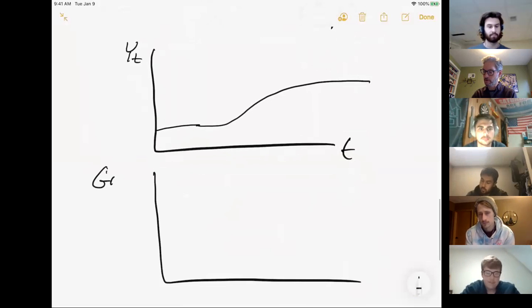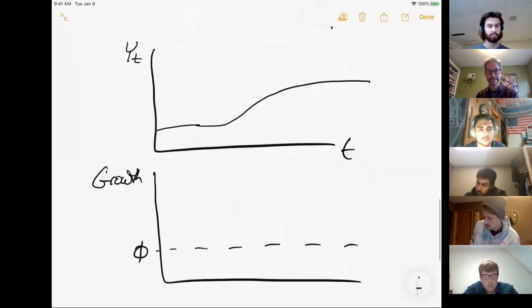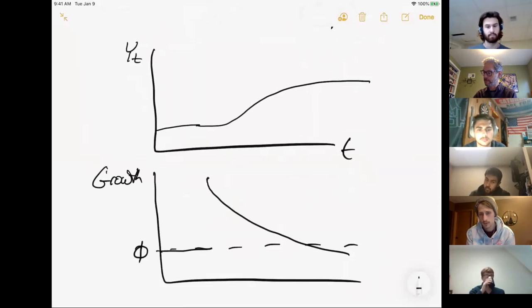And what happens to growth? Well, remember, growth starts at 0. And then what happens when A goes up? Growth jumps positive, but then it goes back to 0 in the long run. Okay, so we were at the steady state before where growth is 0. Then when you have a one-time increase in A, growth goes up, and then we go back. It slows down over time as we get closer to the new steady state.